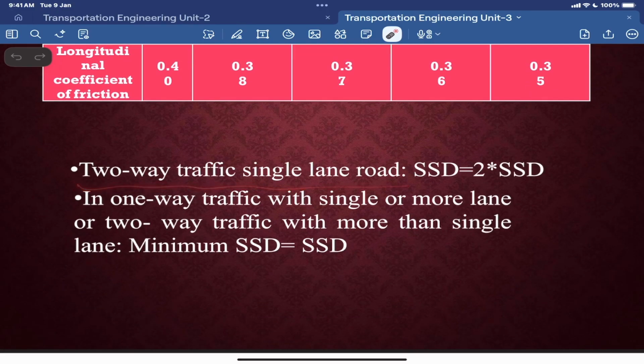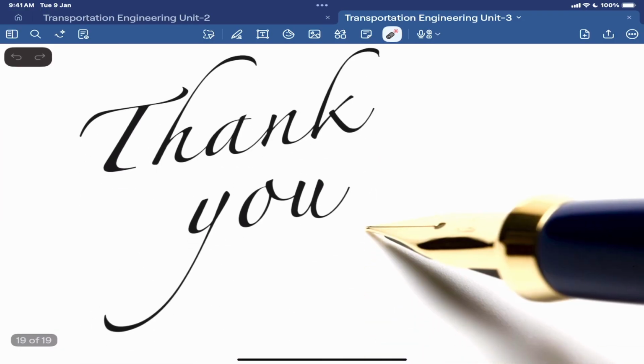For a two-way traffic single lane road, the minimum SSD is equal to 2 times SSD. In one-way traffic with single or more lanes, or two-way traffic with more than a single lane, the minimum SSD is equal to SSD.